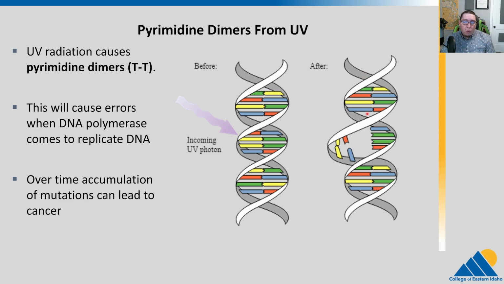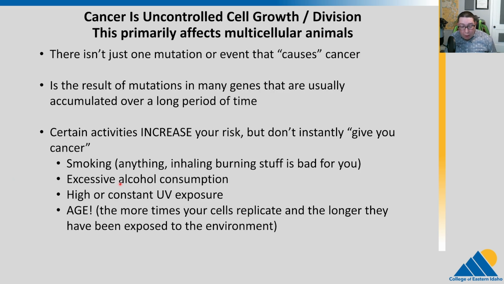Now this is not problematic in and of itself, but what happens when your DNA polymerase comes along to replicate this DNA? It's like, dude, what the heck is this? I don't know how to deal with this. There's 2 T's bonded together. So it kind of guesses, and it adds a random base. Over time, those changes in the DNA sequence can accumulate and could potentially be in cell cycle genes, which could lead to cancer. All right, so that's one of the ways that mutations can accumulate in your genome. Now, we've talked about cancer previously in terms of cell division and breaking the regulation of the cell cycle.